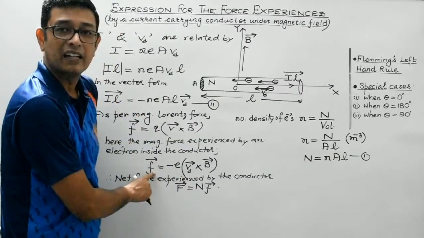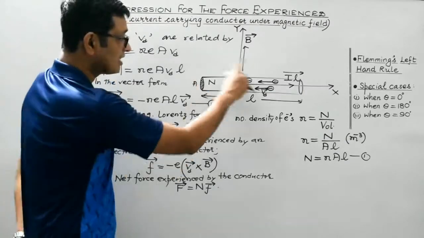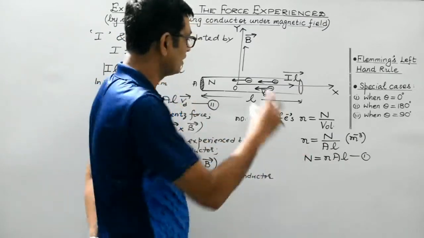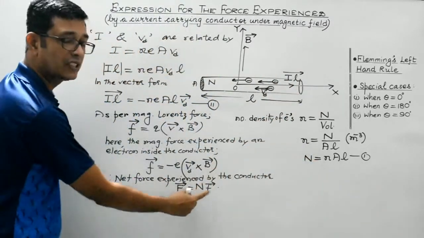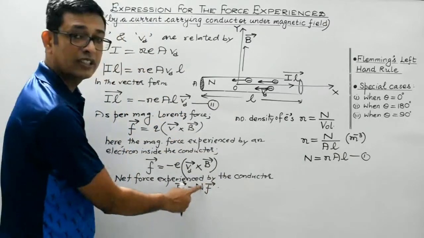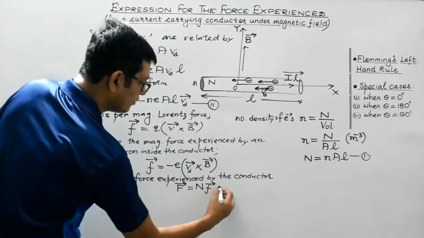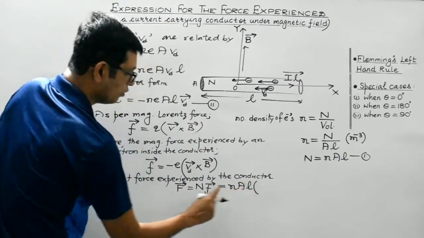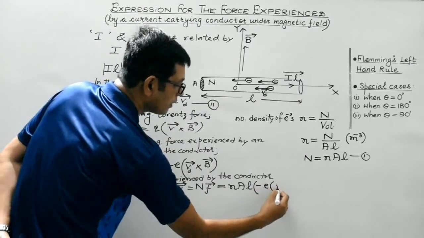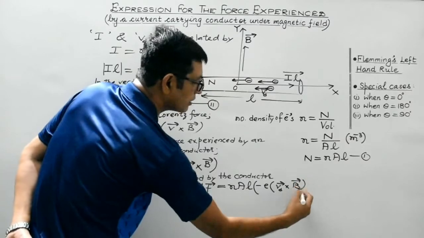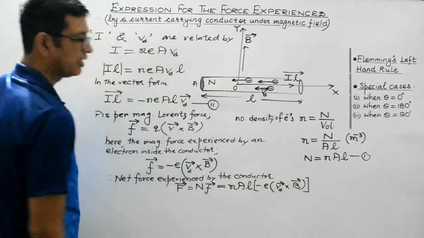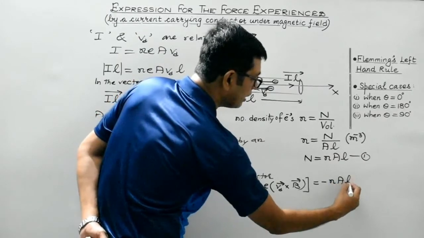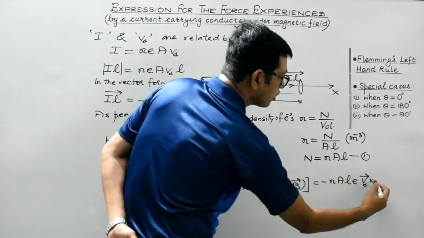Students, this is the magnetic force experienced by a single electron, and this conductor contains capital N electrons. So the total magnetic force experienced by this current carrying conductor would obviously be given by capital N times the force experienced by a single electron, isn't it? So let's substitute the values. Capital N is equal to small n AL. What about f vector? It is minus e Vd vector cross B vector, right? So let's rearrange the terms. What we get is minus n A L e Vd vector cross B vector.